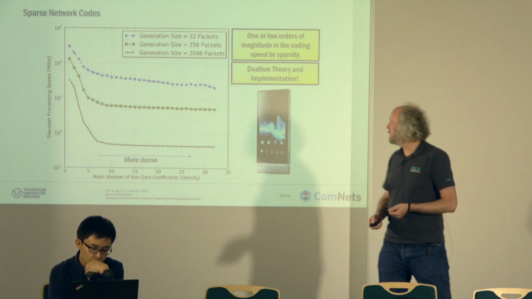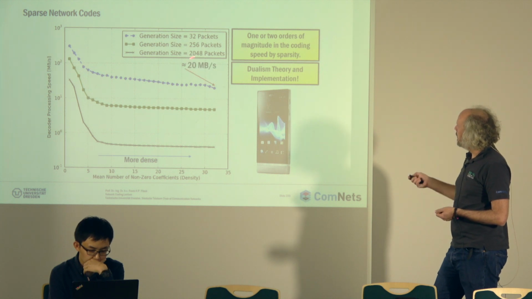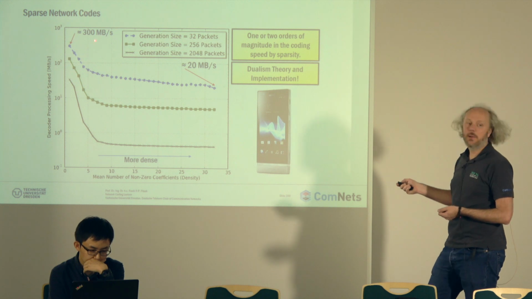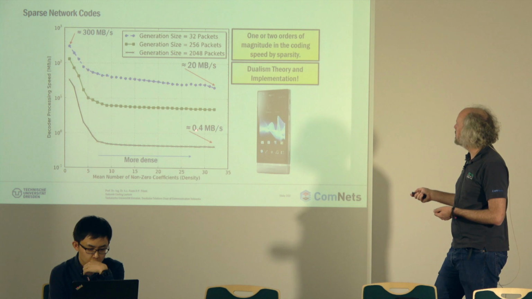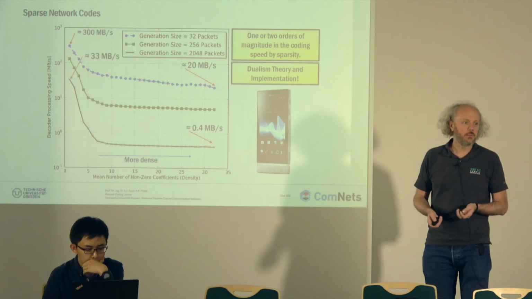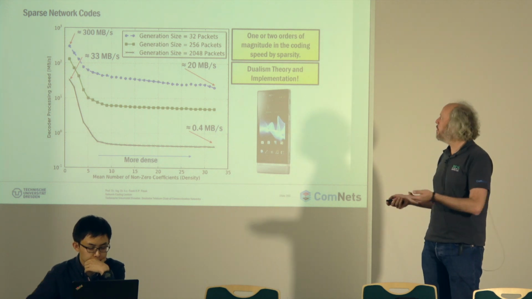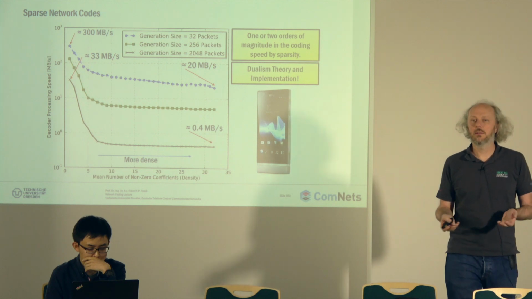Now, what you can see is the less dense it is, here for the blue one, you have 20 megabyte per second, and you can bring it up to 300 megabyte per second, sorry. And here you had 0.4 megabyte per second, and you go up to 33 megabyte per second. So this is 1 order, 2 orders of magnitude that you get by putting this sparsity. So great. What is the risk of putting zeros there?